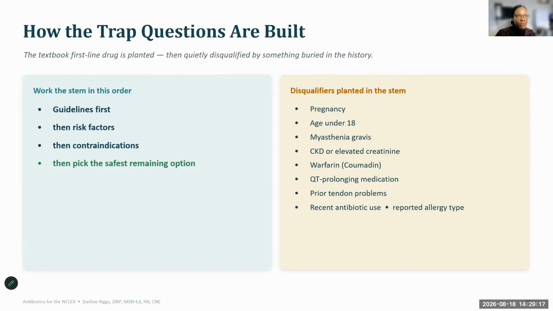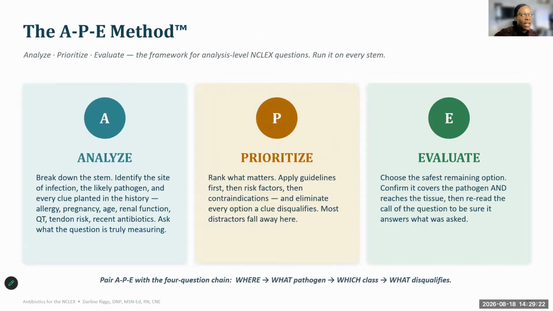Now I'm just going to practice a couple of questions with you to show you how these are phrased sometimes, and to also teach you the APE method. The APE method, if you're not familiar with it, is very simple. It's a 3-step method to help you answer, especially analysis-level questions that require critical thinking. First things first, you want to analyze, then prioritize, and then evaluate. Analyze is when you break down the stem of the question. You identify the site that this infection is in, you identify the pathogen that would be at that site, and you pick up on clues that we just talked about.